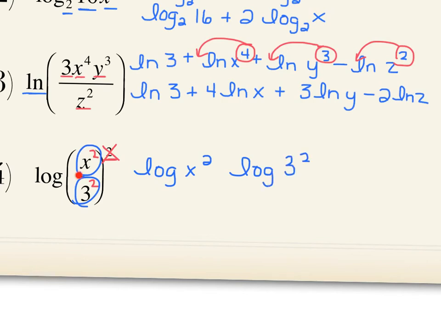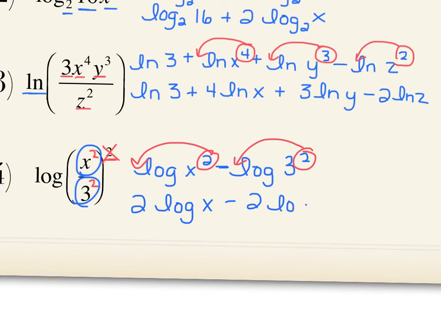They're separated in the problem with division, so that's going to be subtraction over here. And then let's shift my exponents down. So that 2 is going to come down here, that 2 is going to come down here, and I'm going to get 2 times the log of x minus 2 times the log of 3.